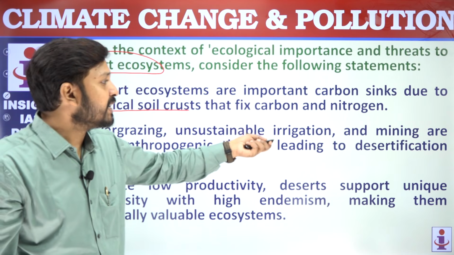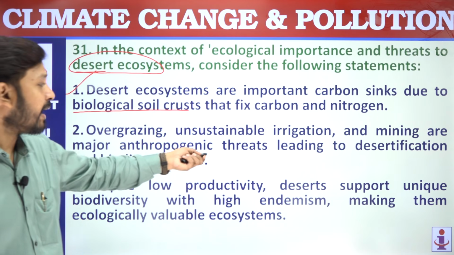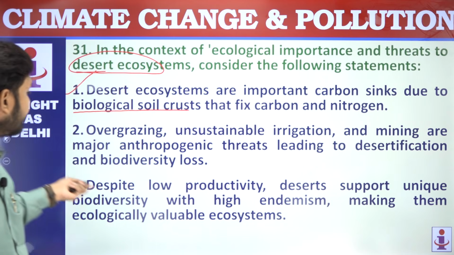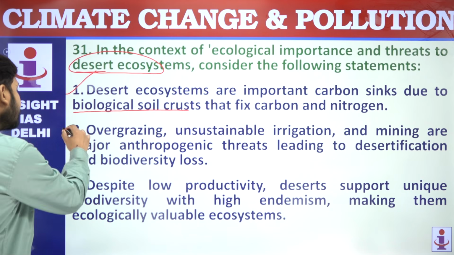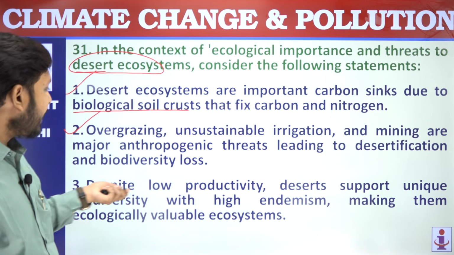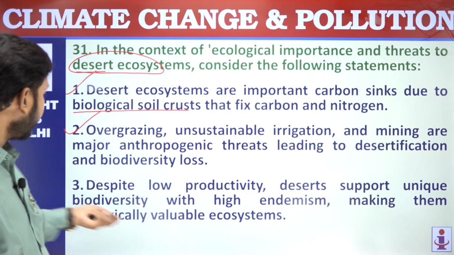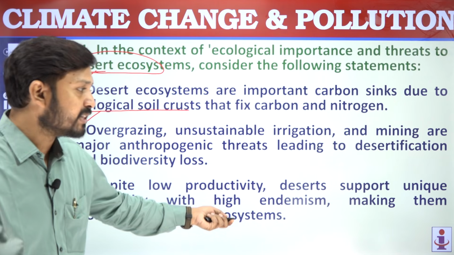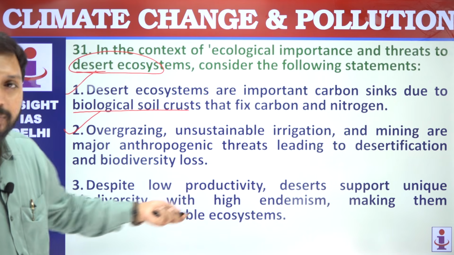Overgrazing, unsustainable irrigation and mining are major anthropogenic threats leading to desertification and biodiversity loss. This is also the right statement. Despite low productivity, deserts support unique biodiversity with high endemism, making them ecologically valuable ecosystems.